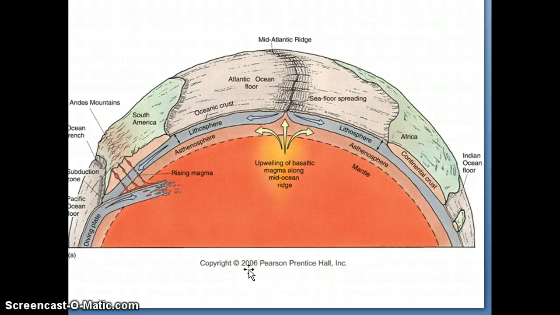So this is a review of plate tectonics. I'll try and cover all the different plate boundaries and some of the main key concepts that you need to know. This first one is showing your mid-ocean ridges.